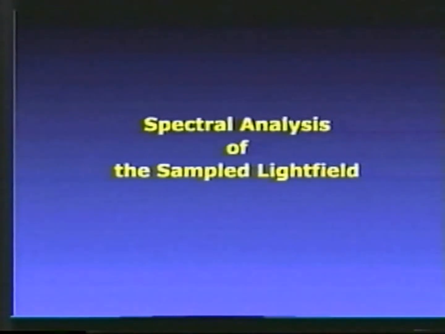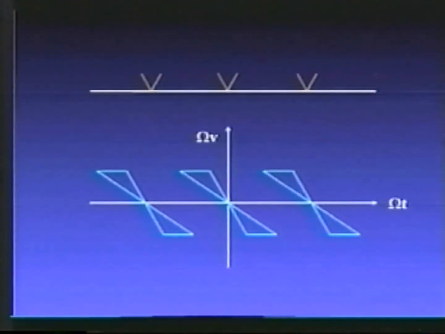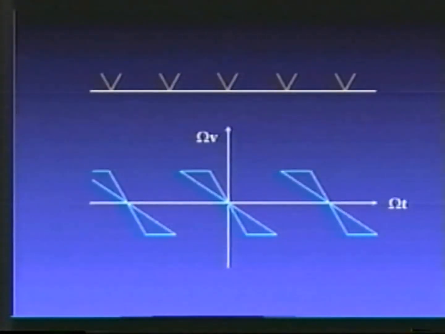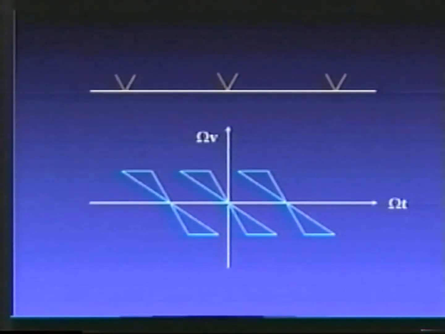Sampling along the t direction results in replicas of the spectral support. The closer the camera is spaced, the larger the interval. In order to reduce the samples needed in the light field rendering, we must reduce the interval in the frequency domain.